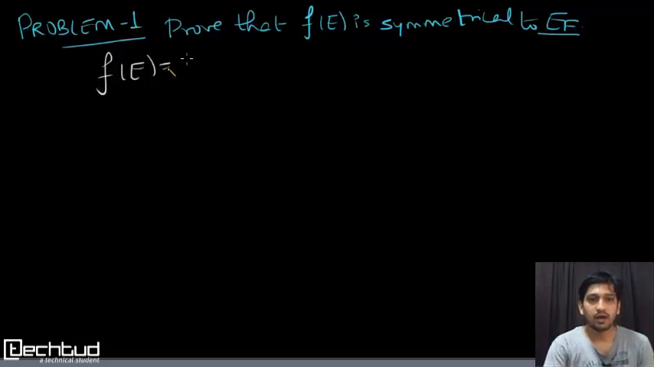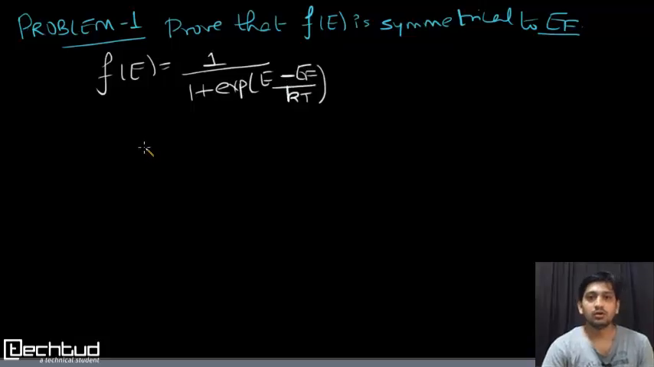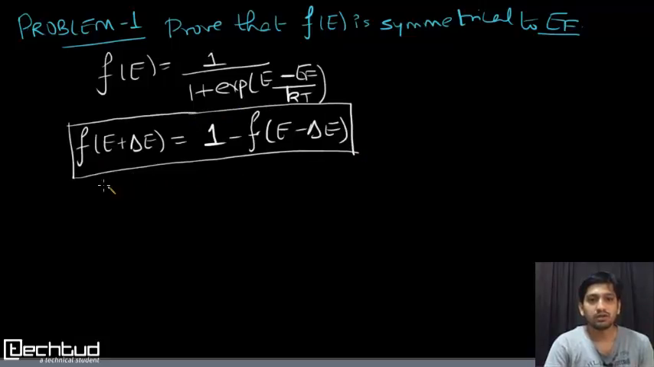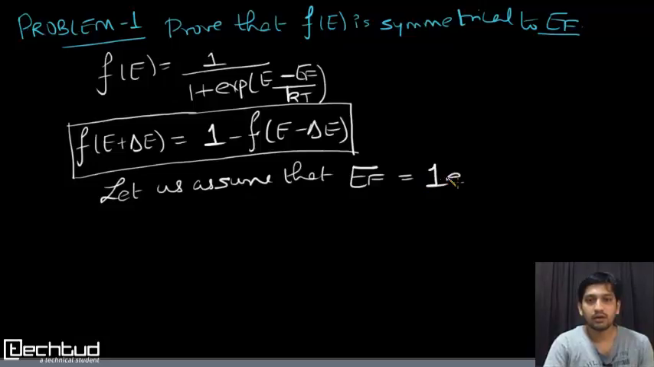So what is f(E)? f(E) is given by 1 by 1 plus exponential of (E minus EF) by kT. Now you put different values of E and assume one single value of EF, and in that way you can prove that f of (EF plus delta E) is equal to 1 minus f of (EF minus delta E). So in this way you can prove that f(E) is symmetrical about EF. For this case, let us assume that EF is one electron volt.